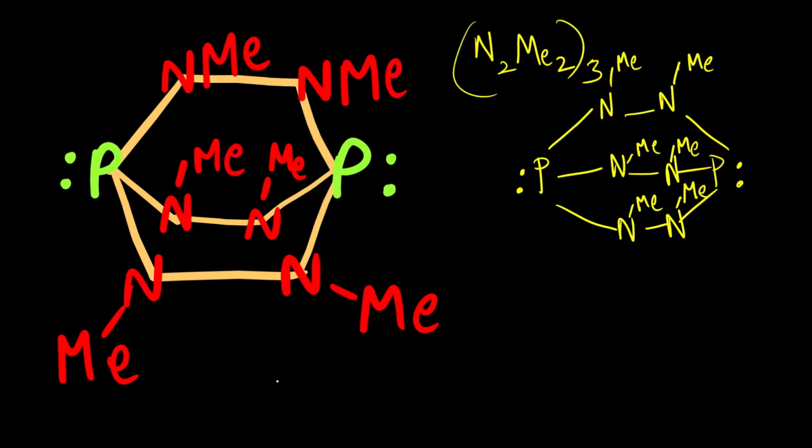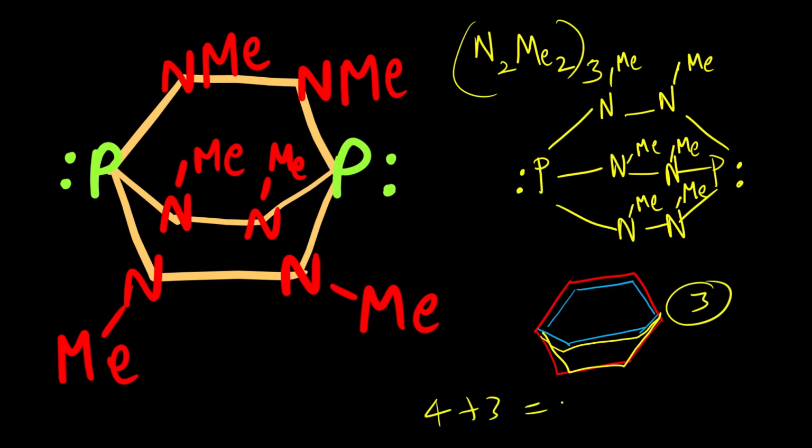Here, how to count the 6-membered rings? Again we'll draw like the previous one. This is one 6-membered ring. Then there is this in between, like this. There is this bridge type structure, right? So this will form another 6-membered ring. So 2, and this one will be the third one, a boat type structure. So here there are 3. So in total there are 4 plus 3, that is 7 6-membered rings present.